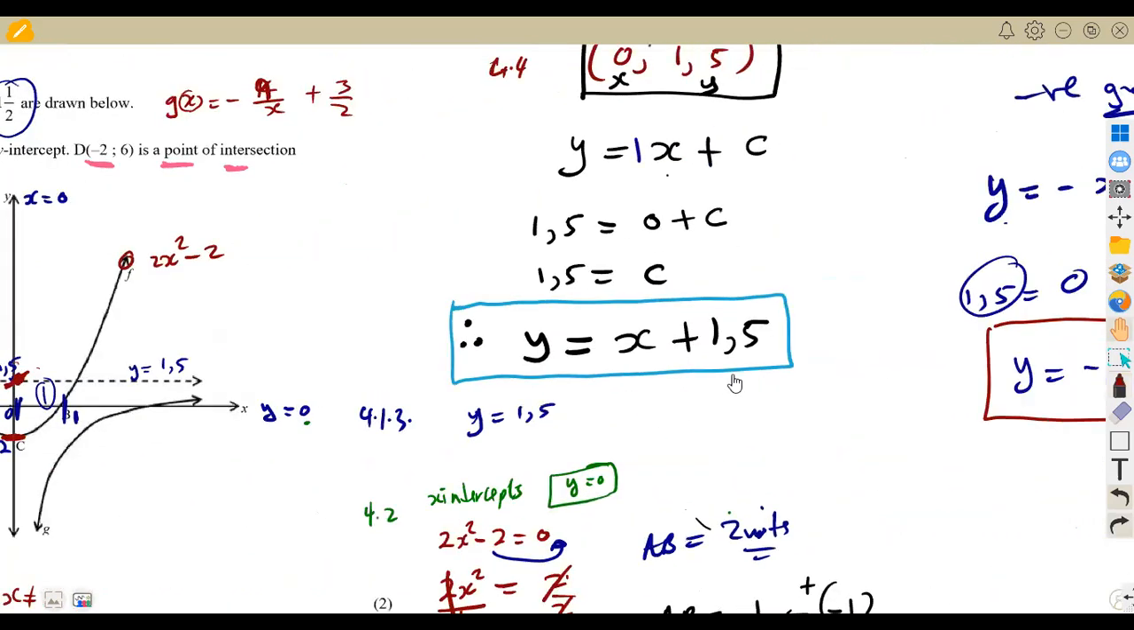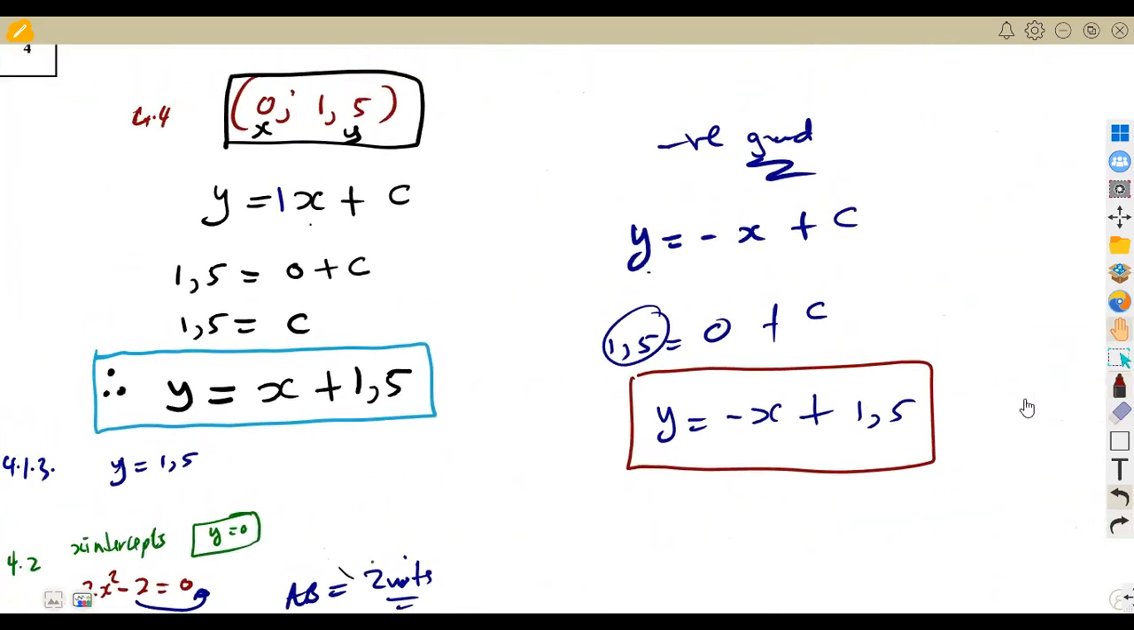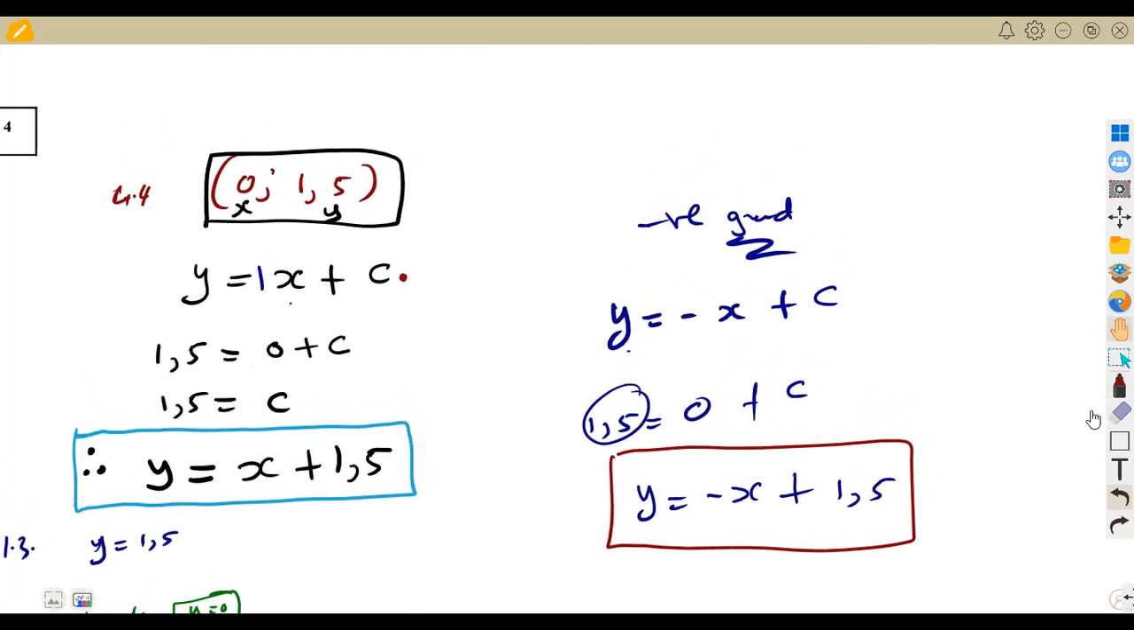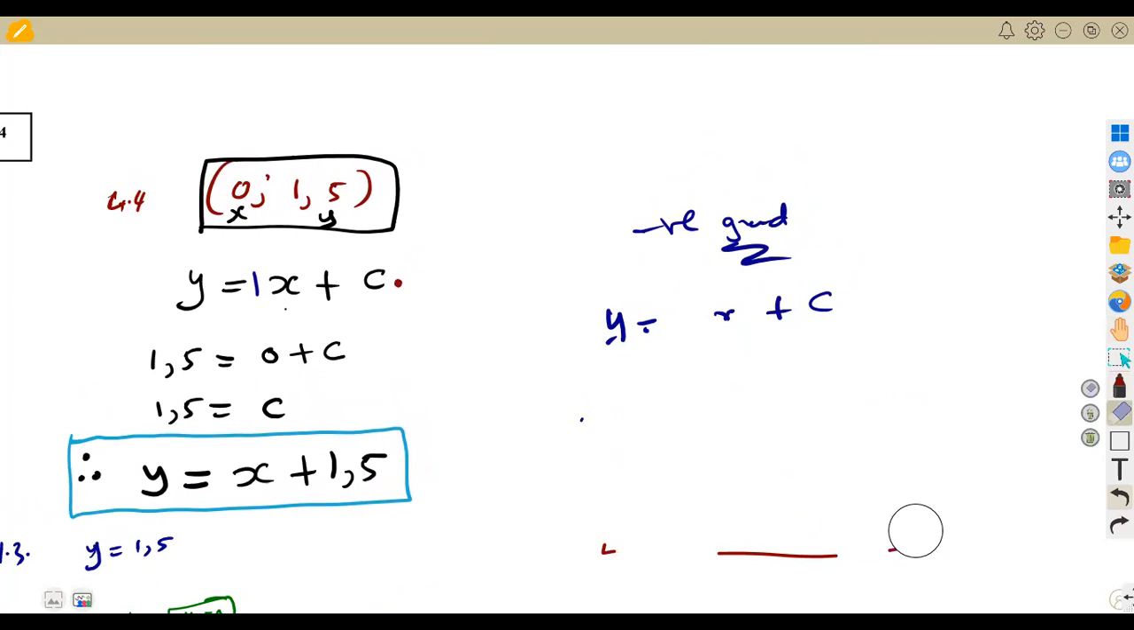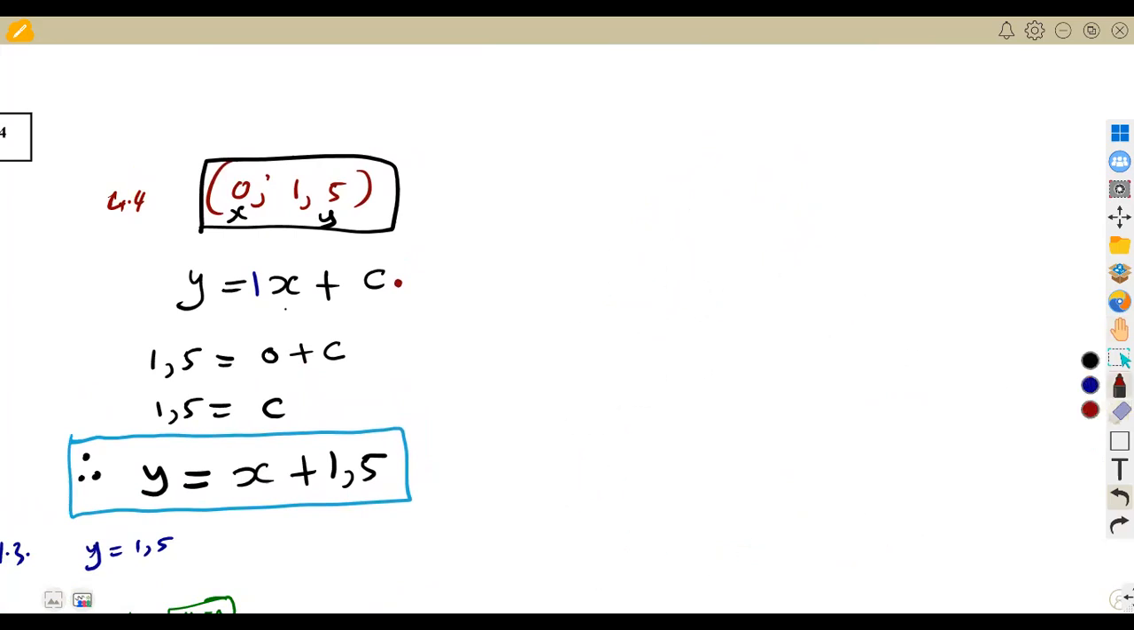And c represents the y-intercept. So if you have the y-intercept directly, there is no need for you to even substitute. You can directly substitute because you know your equation has a positive gradient. That is what you know. So you know that your equation was supposed to be in the form of y is equal to x plus c, whereby c is the y-intercept.